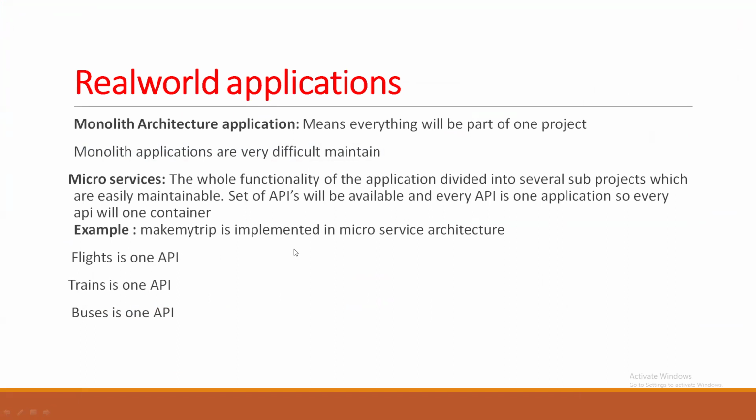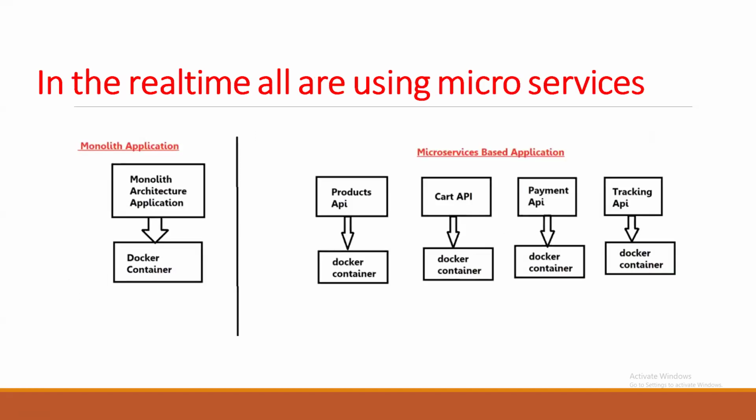For example, MakeMyTrip is implemented in microservice architecture. So what is that, guys? The MakeMyTrip website is implemented in microservices architecture. Flights are in one API, trains in one API, buses in one API. So in real time, all are using microservices.